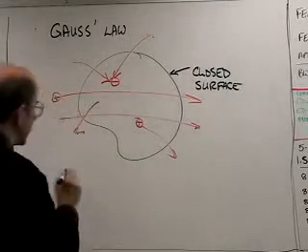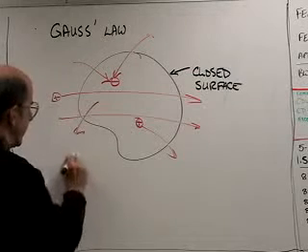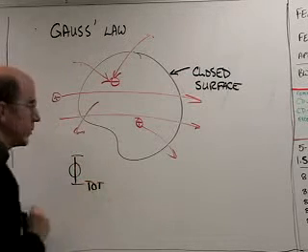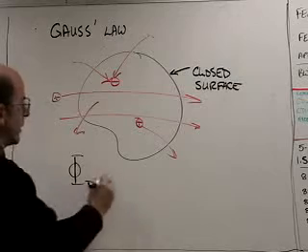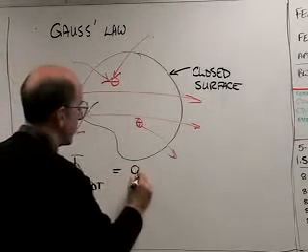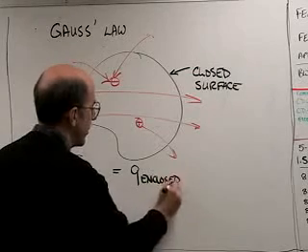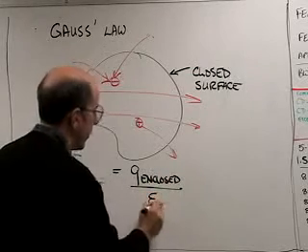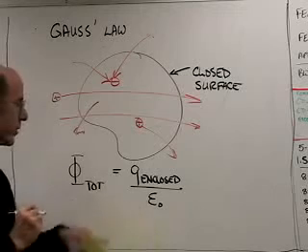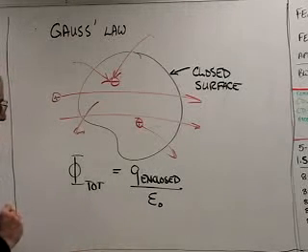Gauss's law says that the total flux that goes into that closed surface is equal to just the charge enclosed in the surface divided by a constant, which we'll call epsilon 0 for right now. I'll tell you what epsilon 0 is in a minute.